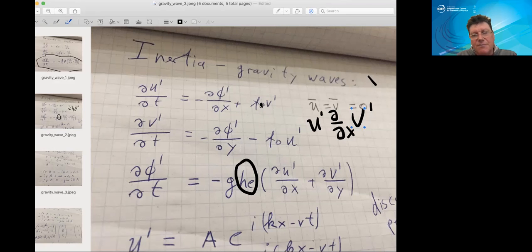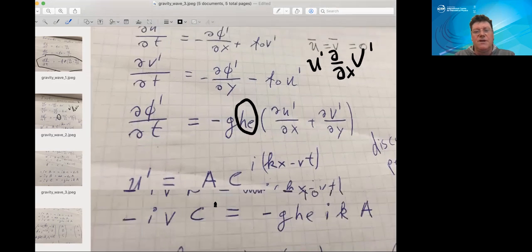Note that in the Coriolis parameter here, we have assumed that the Coriolis parameter is constant. That means the variations of the Coriolis parameter are small compared to this mean quantity. That is the main difference to the Rossby waves that we will derive today, where the variation of the Coriolis parameter is the most important input parameter, whereas for these waves, inertia gravity waves, the Coriolis parameter itself is important.